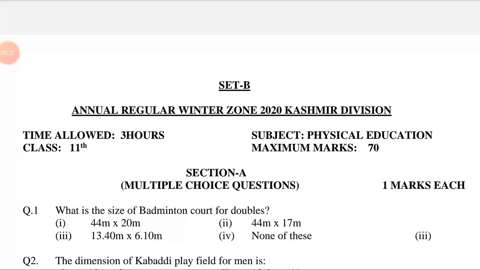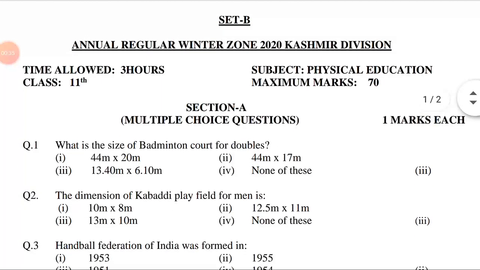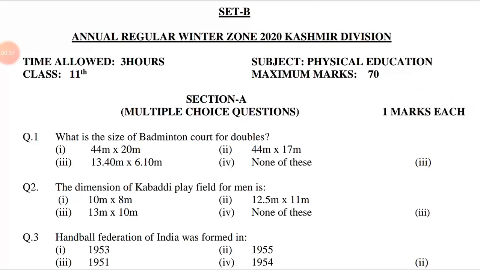Time allowed 3 hours. Subject physical education. Class 11th. Maximum marks 70. Section A. Multiple choice questions. 1 marks for each question. Question number 1. What is the size of badminton court for doubles?